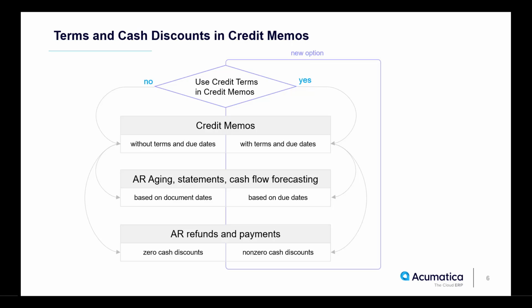Once terms are specified for a credit memo, the system will calculate a due date and a cash discount amount according to the terms condition, just as it does for invoices. The due date will be used in AR agent reports, customer statements, and cash flow forecasting. If a credit memo with a cash discount is selected in a refund or payment, the system will suggest taking the cash discount if the payment is made before the cash discount date.